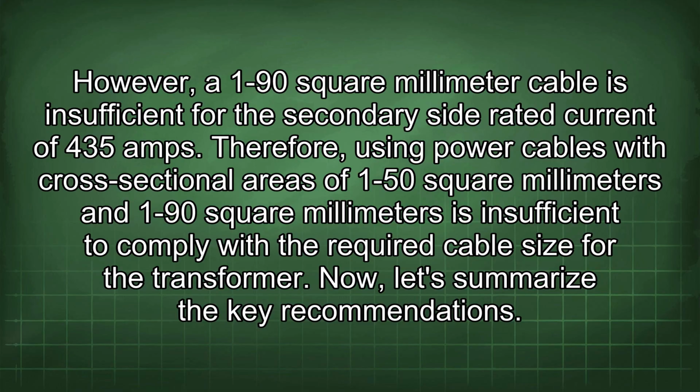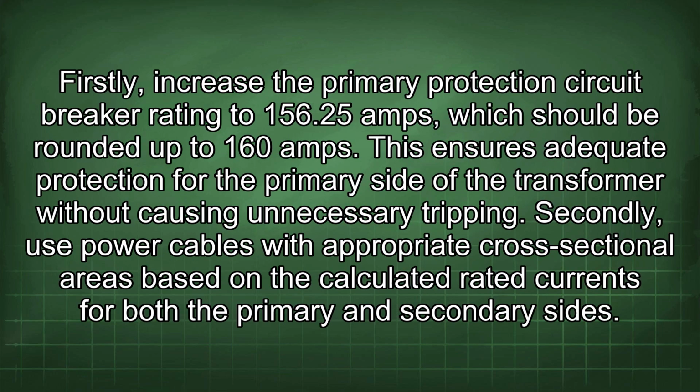Now, let's summarize the key recommendations. Firstly, increase the primary protection circuit breaker rating to 156.25 amps, which should be rounded up to 160 amps. This ensures adequate protection for the primary side of the transformer without causing unnecessary tripping.